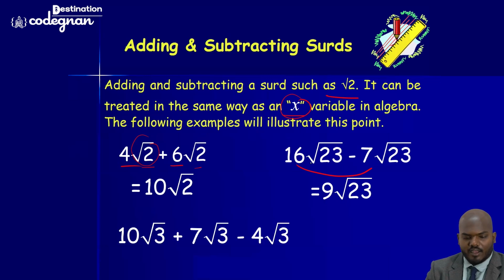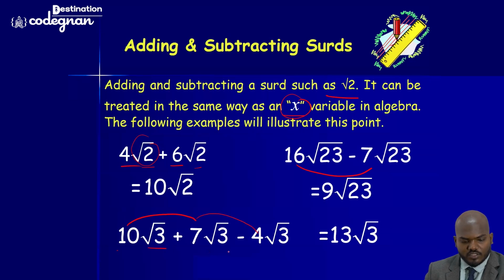Easy, right? And going to the next one, 10 root 3 plus 7 root 3 minus 4 root 3, we will call it what? 13 root 3. So 10 plus 7 is 17, and 17 minus 4 is 13. In all the places you see root 3 coming in the same way, so you don't need to worry about a different variable here.